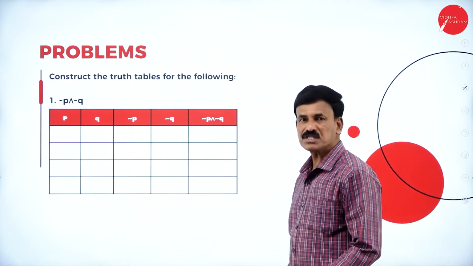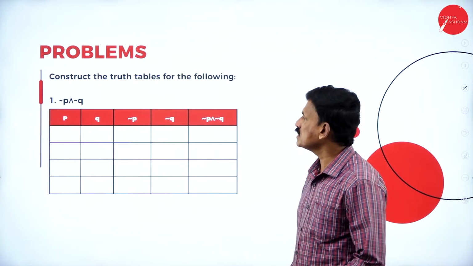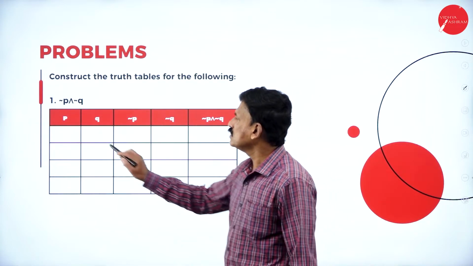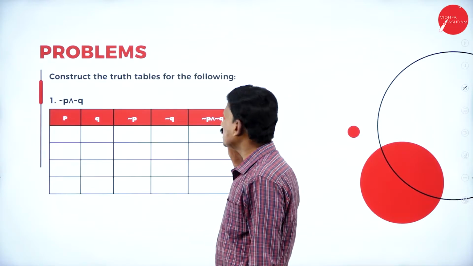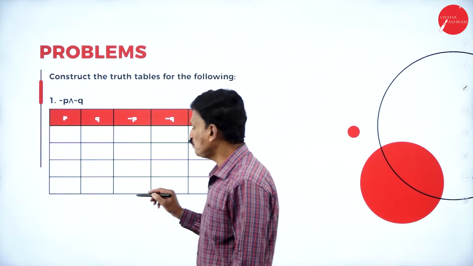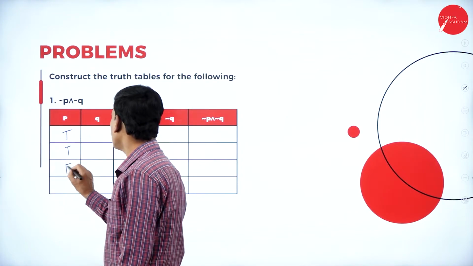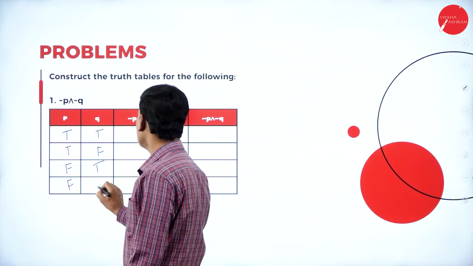These are all 5 marks questions. Construct the truth table for the following proposition. What is given? Negation of P, conjunction, negation Q. Let us split. First P, Q, negation P, negation Q, negation P conjunction negation Q. Now, the truth values for P, as you know, are true, true, false, false. For Q, it is true, false, true, false.